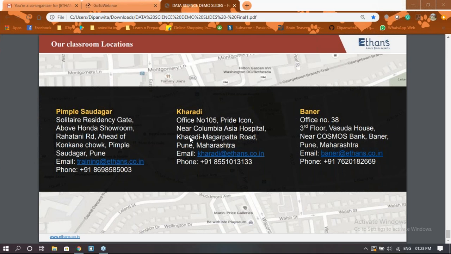He asks, can the timings in Baner be shifted half an hour early? I don't think so, Aditya, because we have strict timing schedules. But as you said, your timings can be adjusted. You can always work that out. Talk to the respective trainers and the branch heads. Something can definitely be worked out. So don't get stressed on that.